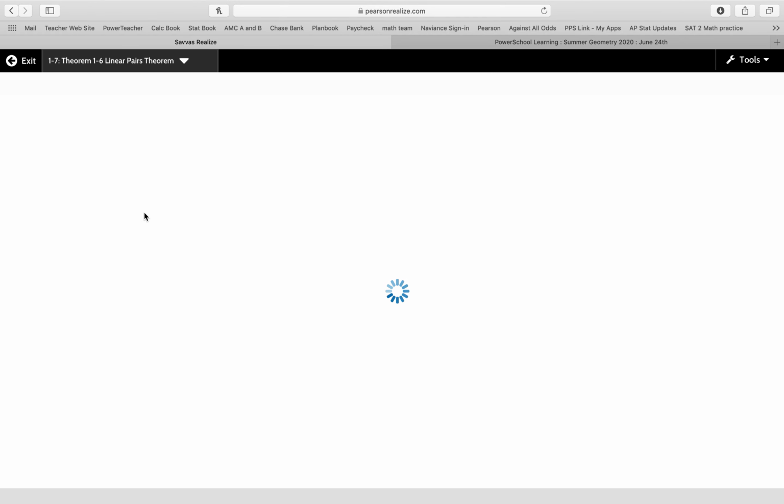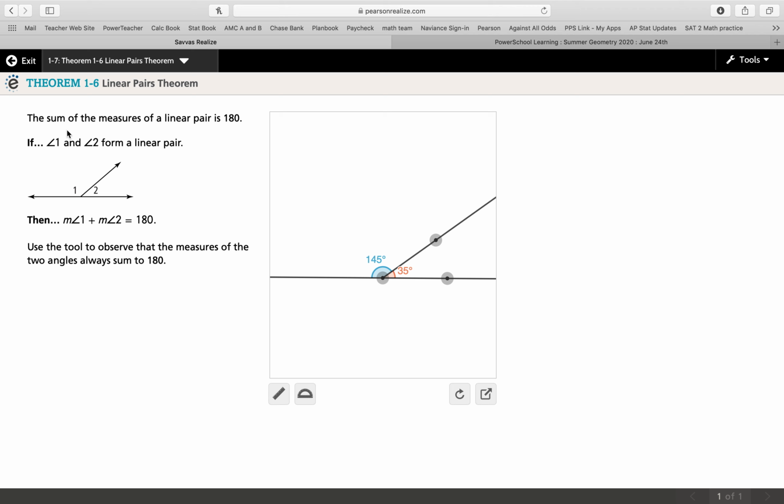And then we have the linear pairs theorem that I mentioned before. The linear pairs theorem says that the sum of the measures of a linear pair is 180 degrees. So if angle 1 and angle 2 form a linear pair, like we see here, where I have a line and then I have a ray, the two angles separated by the ray add up to 180 degrees. They are a linear pair. And you can look at this diagram here, and I can move this around, and you can see that no matter where I put it, the two angles would add to 180 degrees. And they are a linear pair. Not every supplementary angle is a linear pair, but every linear pair is supplementary. That's important to know.